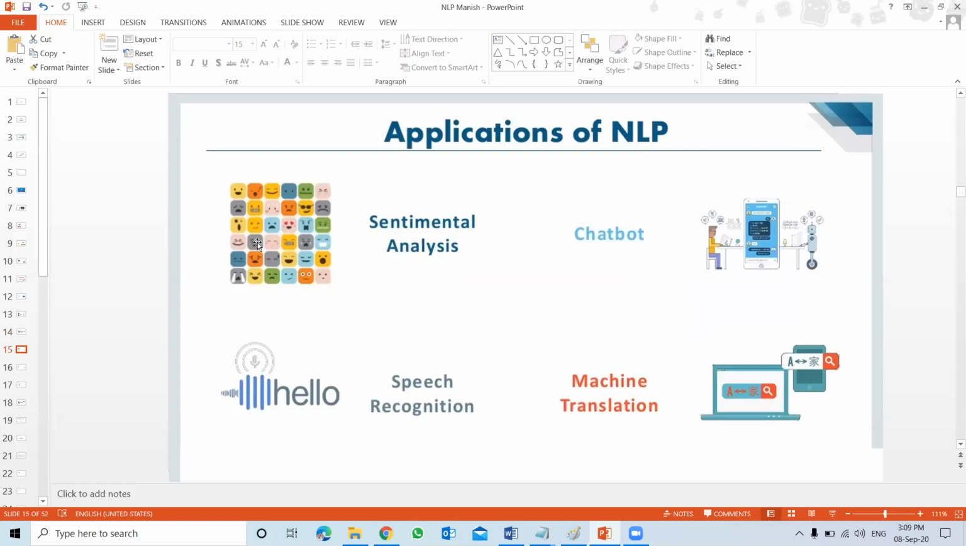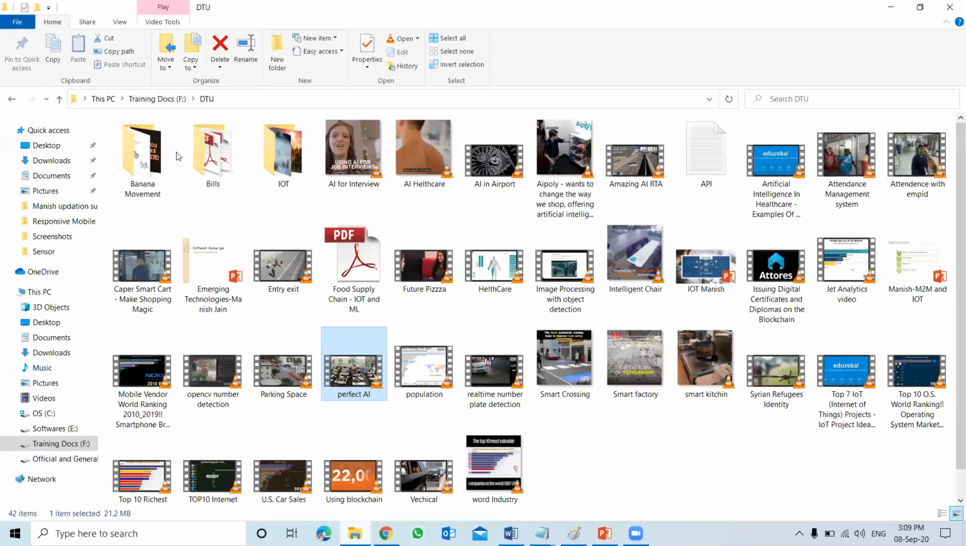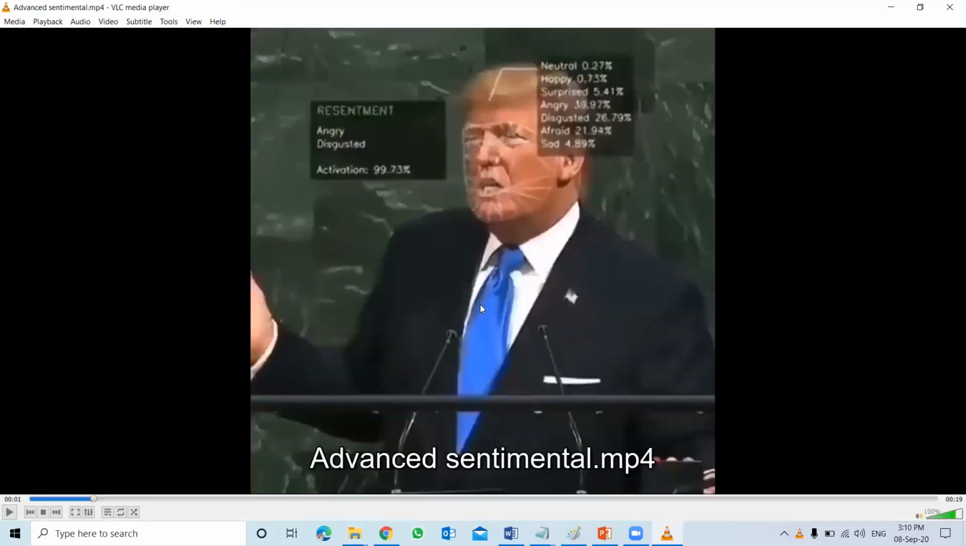If you talk about more applications of NLP, we have sentimental analysis, chatbots, speech recognition and machine translation. Sentimental analysis is a very common thing, but the point is how we can implement it with different types of applications. Now here I have a very good example of sentimental analysis. Let me show you. Here we have communication from three different personalities. Whenever he is speaking, based on the facial expression, he is angry, disgusted, neutral, happy, surprised. The machine will give you all the types of values.